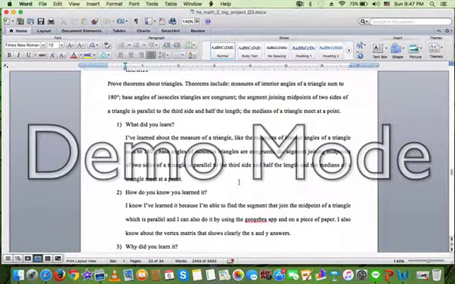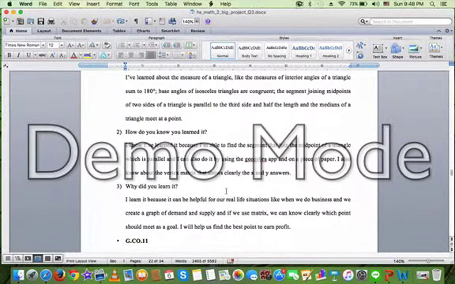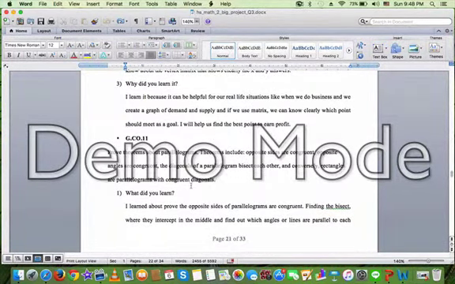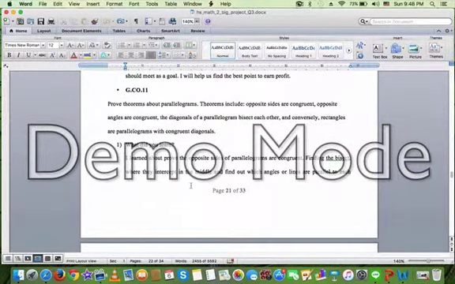And I also learned about the measure of a triangle, using the GeoGebra app to find a segment that joins the midpoints of a triangle, which is parallel.